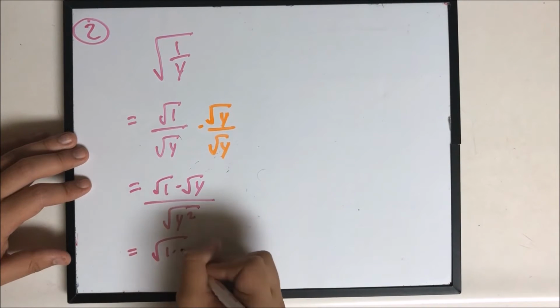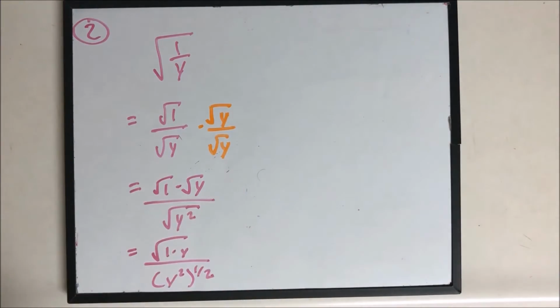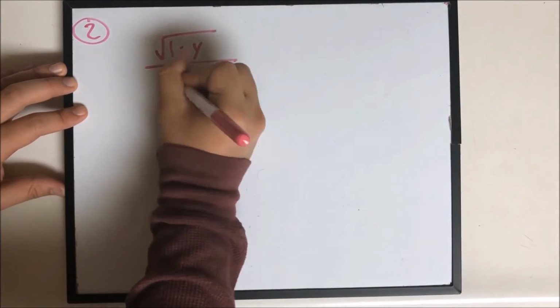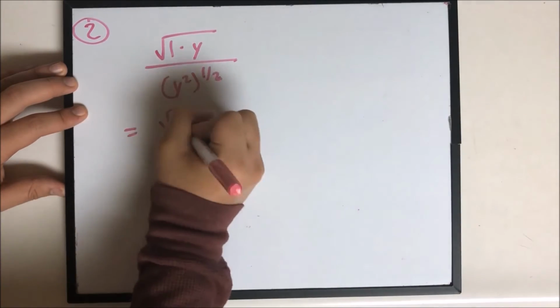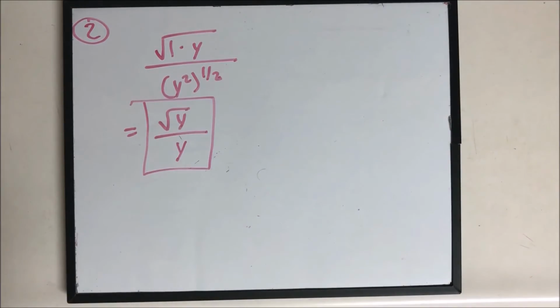The denominator is equivalent to y squared to the 1/2 power, and the powers are multiplied together, leaving us with y to the 1 power. This yields the square root of y over y, which is the answer.